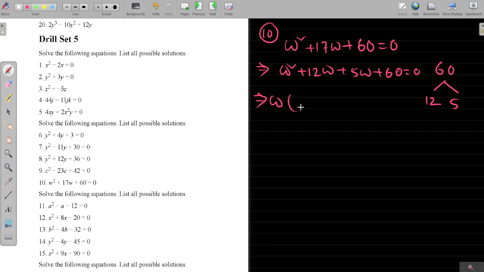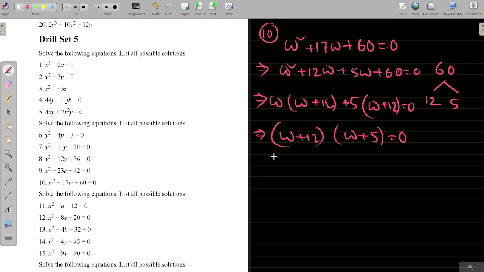If I take w common from here, then w plus 12, plus, if I take 5 common from here, then w plus 12 equals 0. Then w plus 12, and here you will find w plus 5 equals 0. So the remaining part will be w minus 12 and w minus 5. Okay, our answer will be something like this.